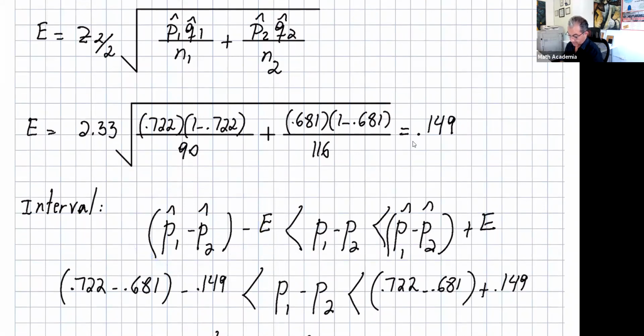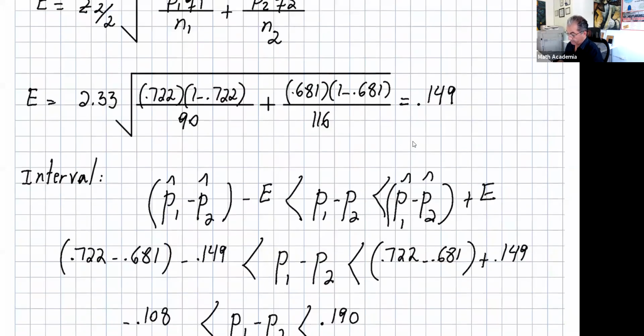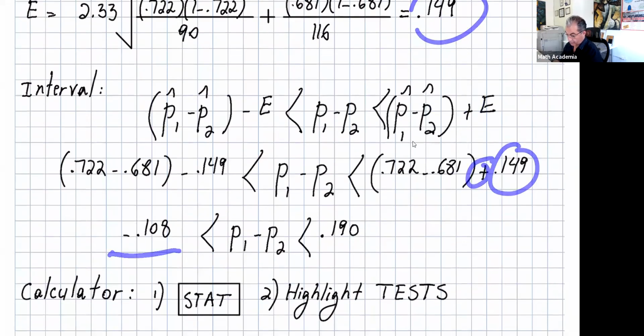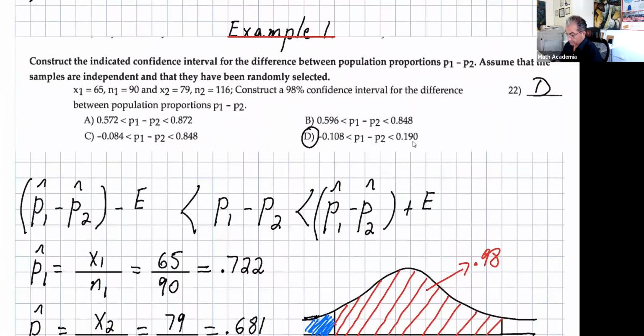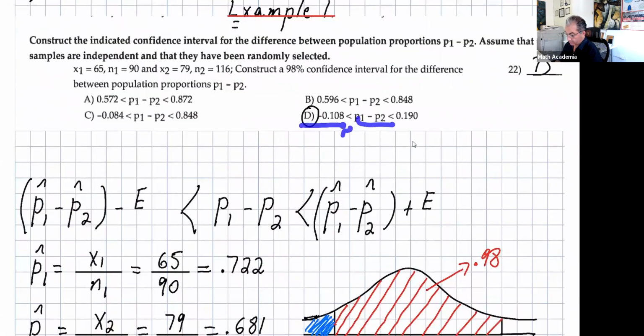The interval, we have everything now. P hat 1 minus p hat 2 is 0.722 minus 0.681, minus 0.149, and p hat 1 minus p hat 2 is 0.722 minus 0.681, plus this time 0.149. So you get negative 0.108 and 0.190. Let's check the answer. It's right here. So the answer is D. D is the answer.